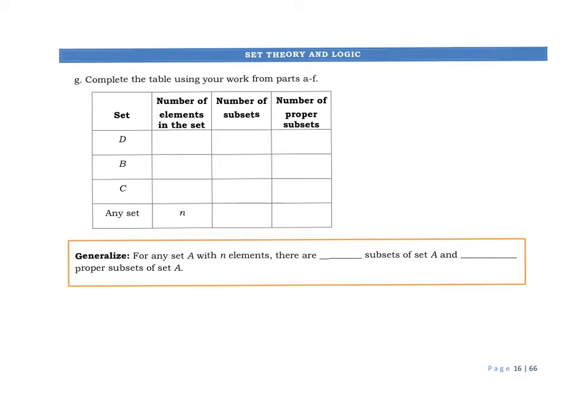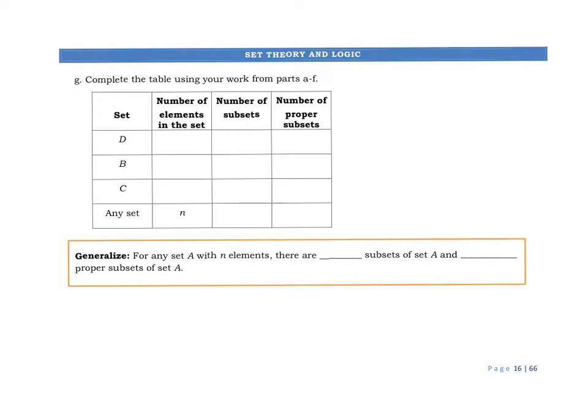Set theory, page 6. This is part G. So we are going to generalize something that we have learned, or hopefully a pattern that we've noticed from our previous examples with set D, set B, and then set C. So let's go ahead and fill out the numbers of the elements in each set.